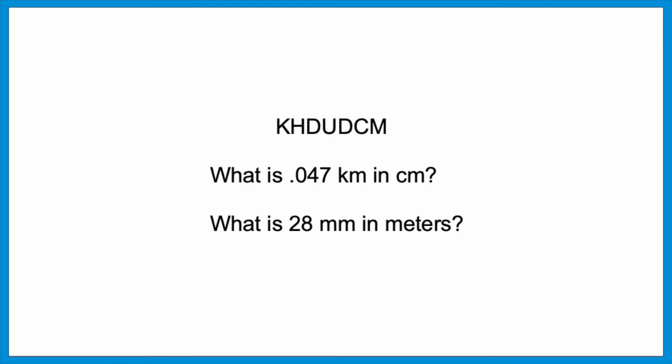So for example, to convert from 0.047 kilometers to centimeters, you would need to determine how many letters away the K is from the C. So if we count 1, 2, 3, 4, 5, it's 5 letters away. That means you would move the decimal 5 spots to the right. So 0.047 kilometers would give us 4,700 centimeters. Likewise, if we went the other way, to convert 28 millimeters to meters, we are moving from the M on the right 3 spots back to the left, back to the U. So moving that decimal 3 spots would make 28 millimeters into 0.028 meters.